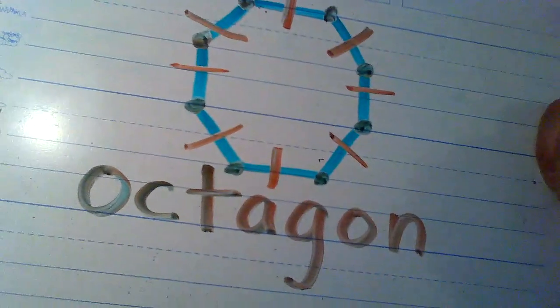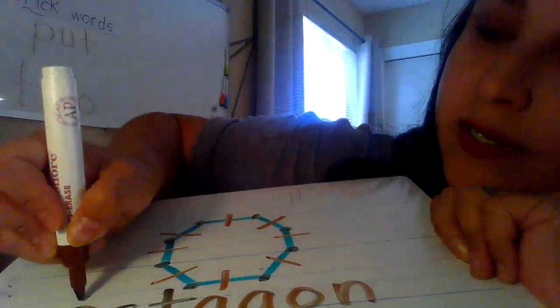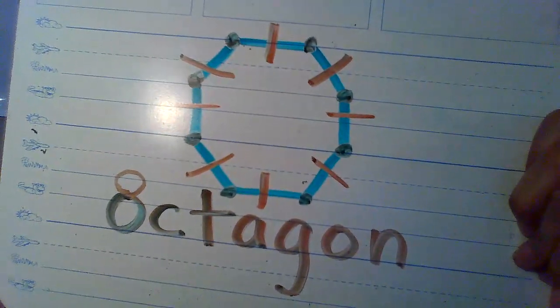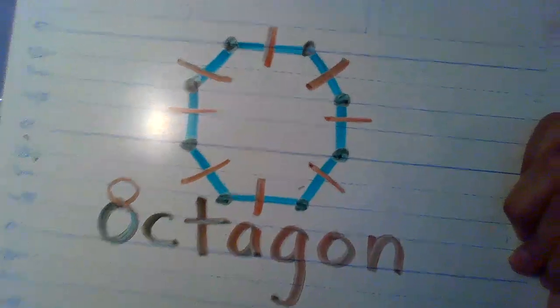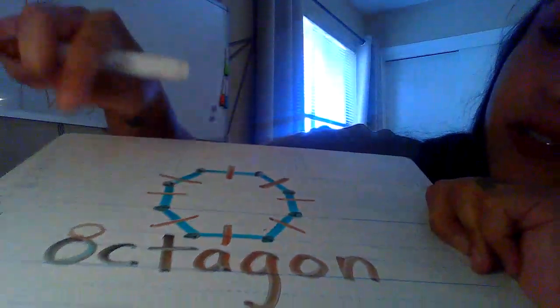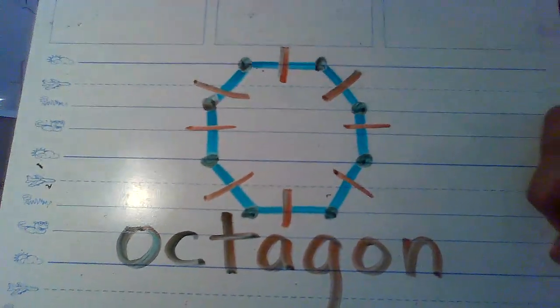This shape is called an octagon. An octagon has 8 sides. And maybe you can remember this one if you put a little 8. Octagon, you know there's 8 sides in it. Remember, we don't spell it with an 8, but that's just something that might help us remember. So octagon, 8 sides and 8 corners.